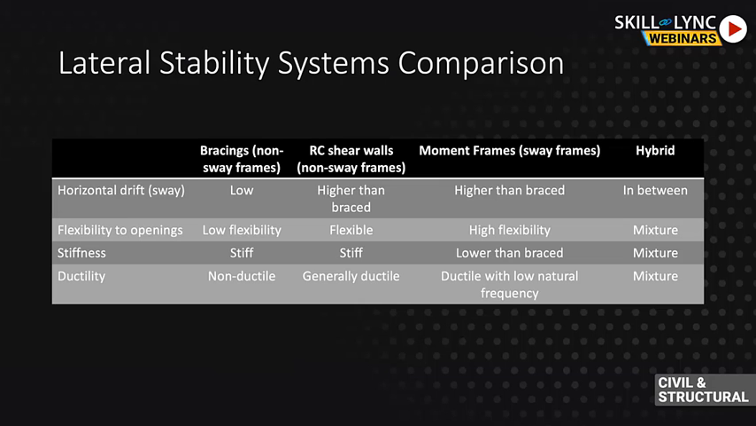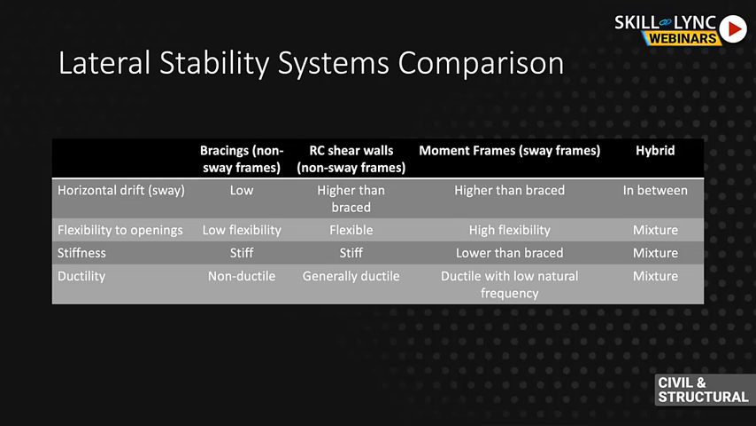So this slide shows you a table highlighting the advantages and disadvantages of each system in terms of horizontal drift, flexibility to opening, stiffness, and ductility. So bracings, which are considered non-sway frames, this relates to using steel bracing in steel buildings. Usually you obtain the lowest horizontal deflection with these frames, which is good. Therefore, they are stiff and non-ductile, but the drawback is that they have low flexibility in terms of opening, as we've seen in one of my earlier slides.